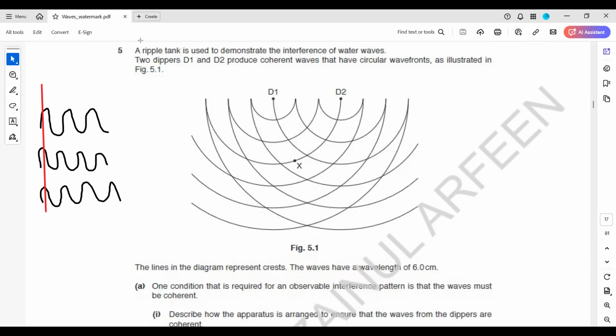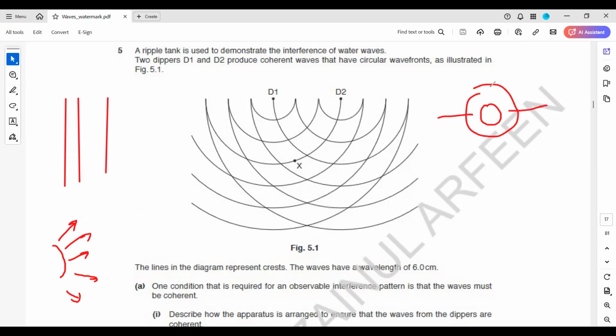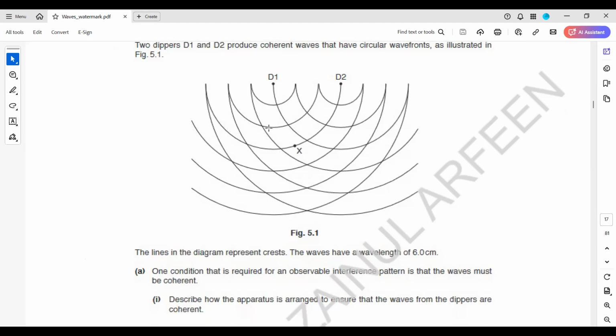If the wave is traveling in one direction, we use a plane wave front. If the wave is spreading in different directions, then we use curved wave fronts. We make a curvature which shows that the waves are traveling in different directions. And if it's a circular wave front, it means that it's traveling in all directions. So the lines on the diagram represent the crests. The waves have a wavelength of 6 centimeters.